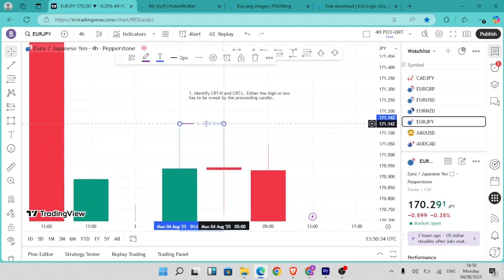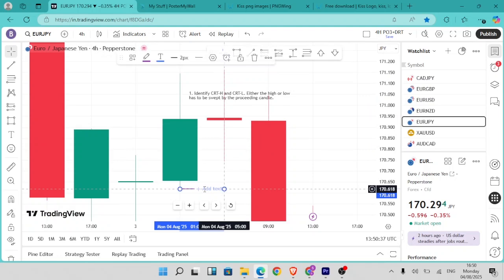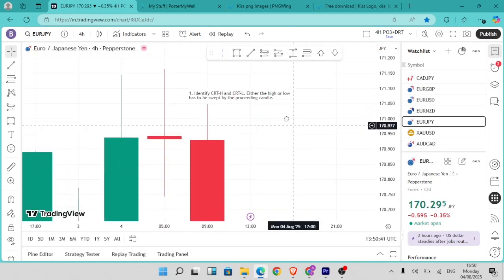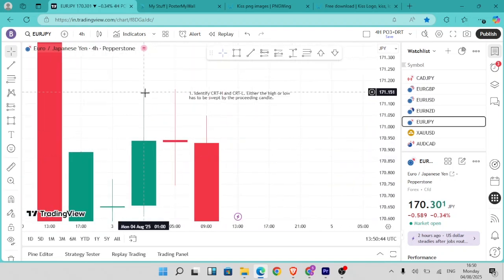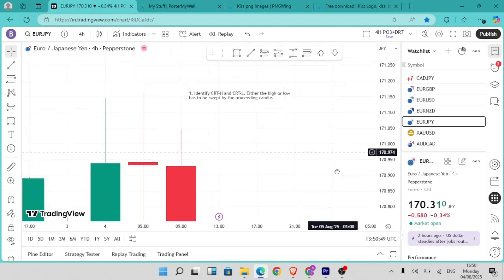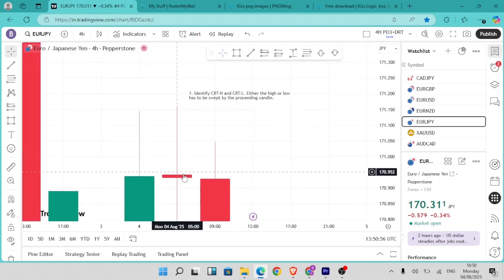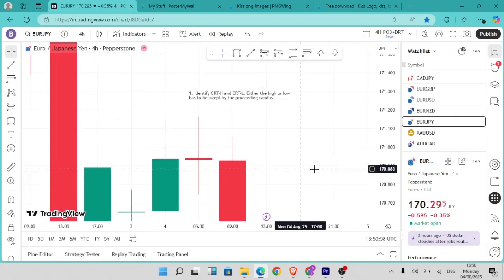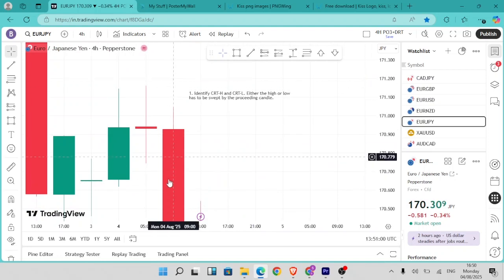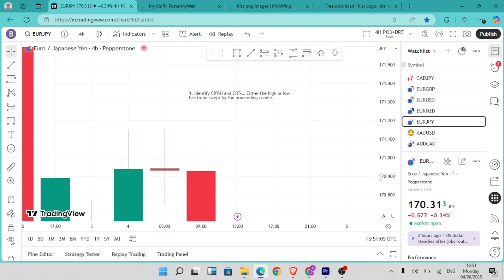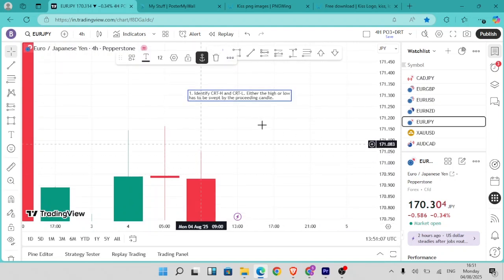Or alternatively, the way to look at it is the power of 3, where the first candle is the accumulation candle, the second candle is the manipulation candle, sweeping the high of this first candle in our case. And now we anticipate the next candle to distribute, and that is where we intend to take those trades.